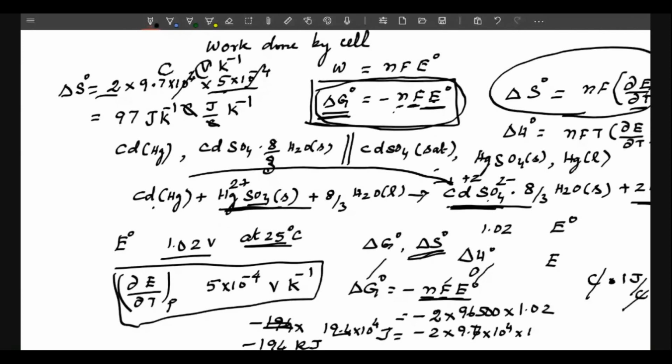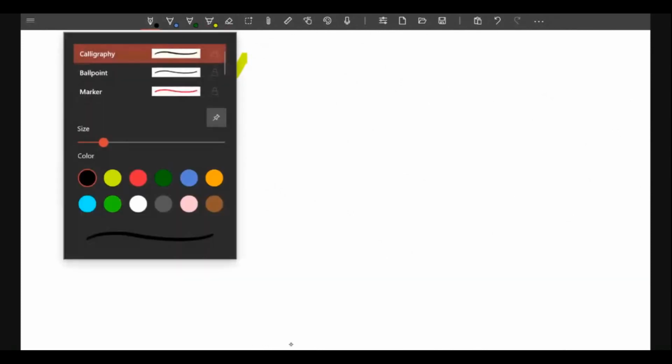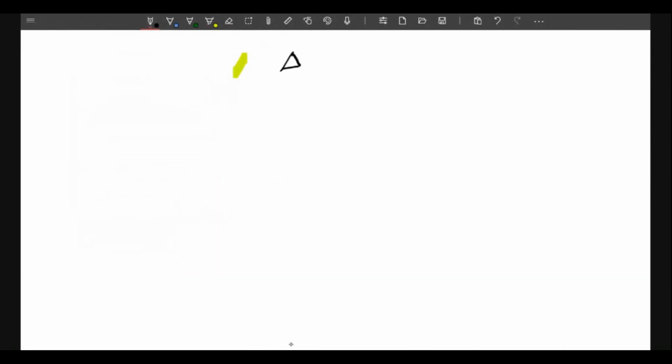And another thing given is delta H naught. What is it? The delta H naught can be calculated in two ways. One way we have given as a direct problem, delta H naught is equal to this. Or there is another method by which you can easily calculate. What is the method?